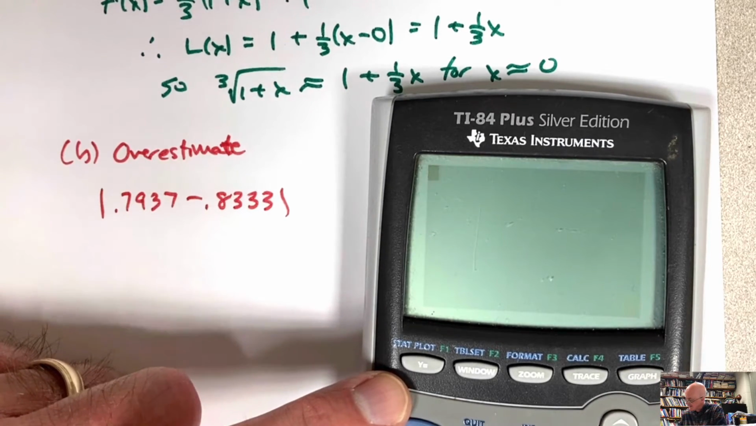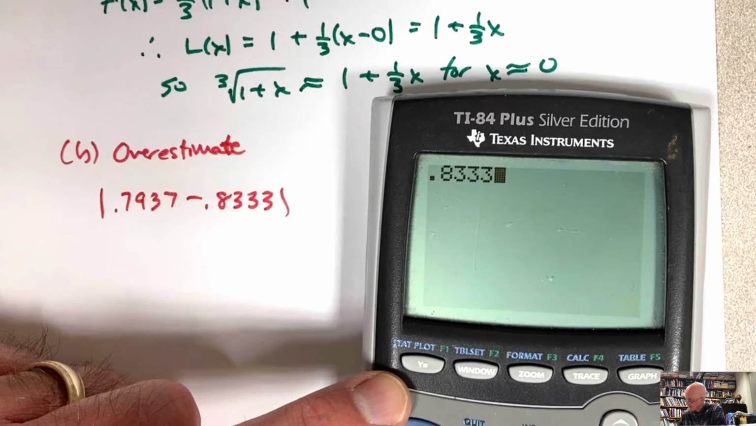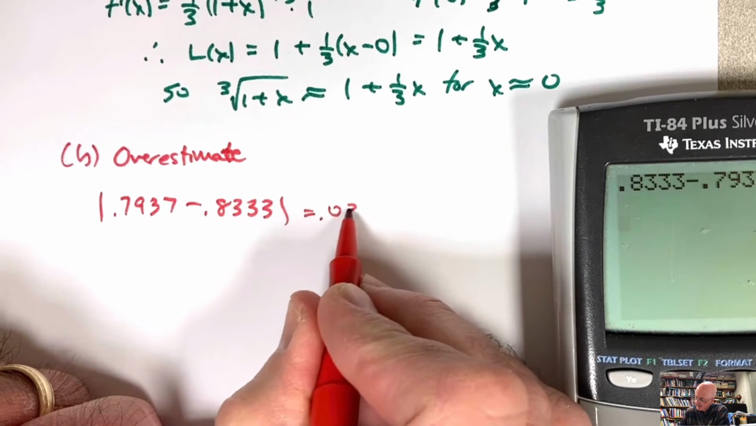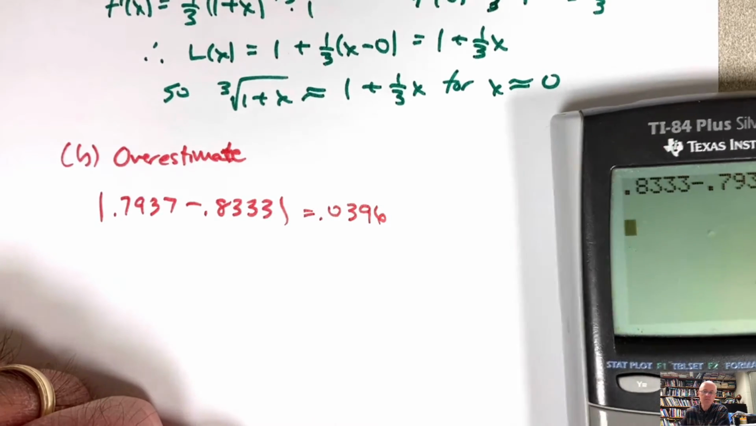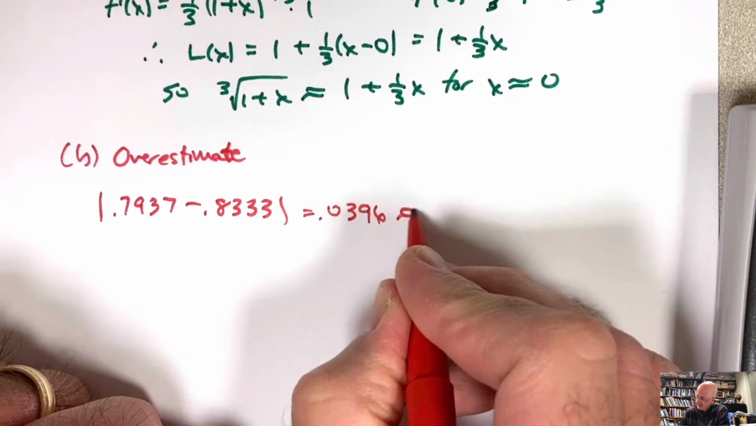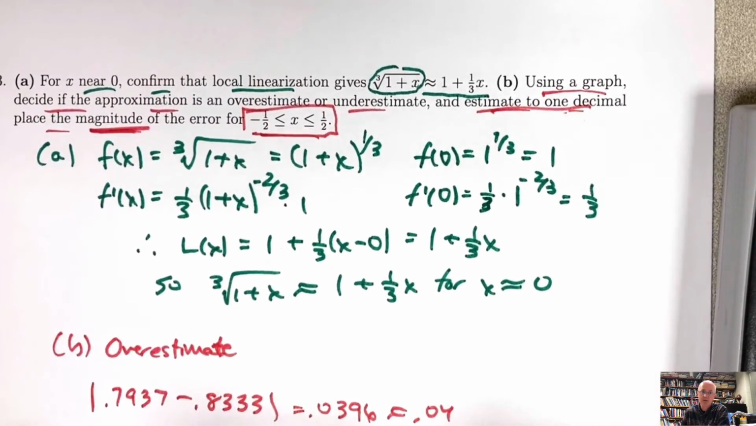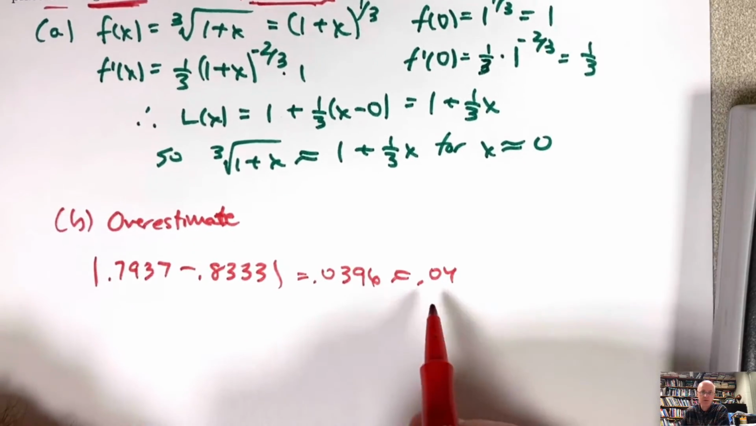And what is it? I can do the subtraction in the opposite direction. It's about 0.0396. So the error over the entire interval is definitely less than 0.04 for all x between negative 1/2 and positive 1/2. The magnitude of the error is less than 0.04.